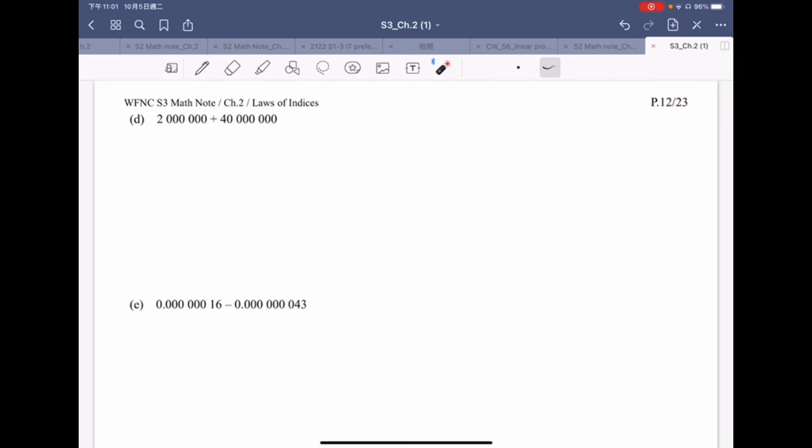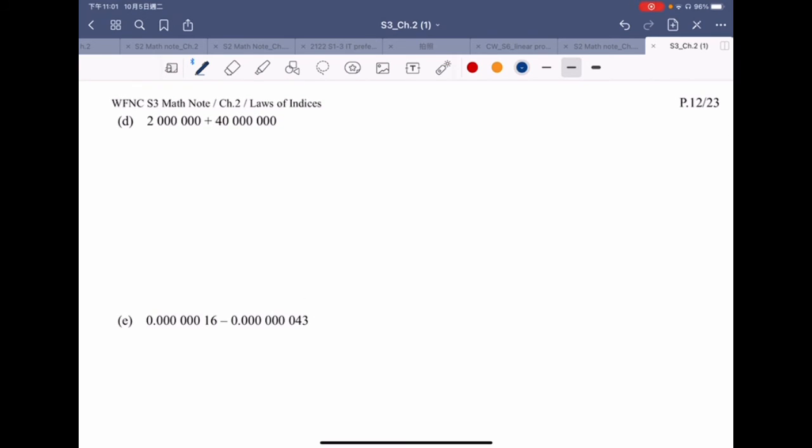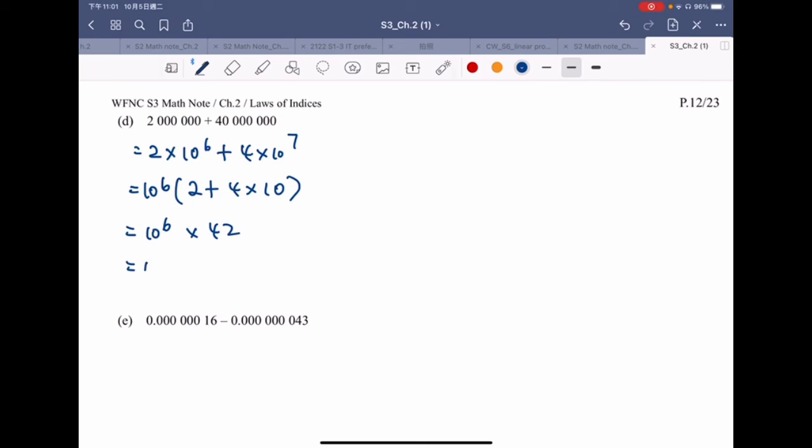Okay, let's move on to D. If we use the standard way, we should change it to the scientific notation and then do what we have learned in this lesson. Right, take out 10 to the power 6. 7 take out 6, 1 left, that is 10. So which is 42, not yet finished. We need to change it to 4.2, finally is this.